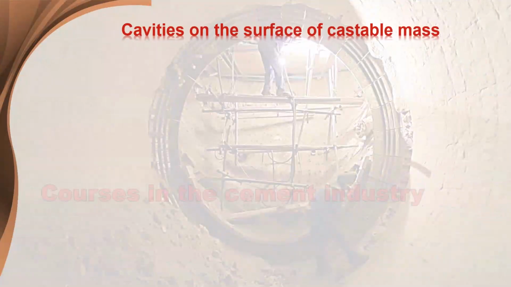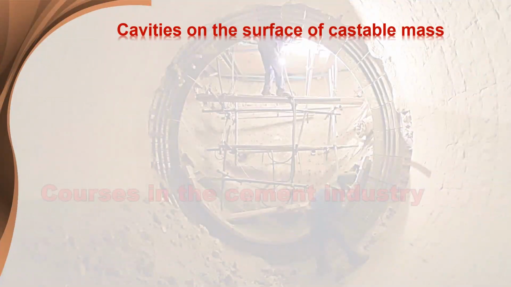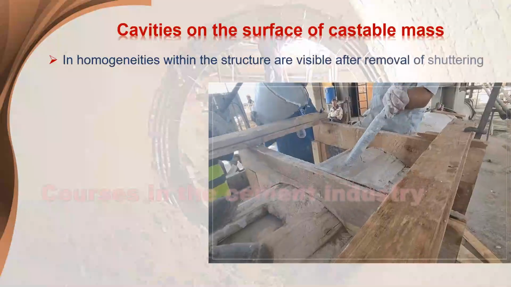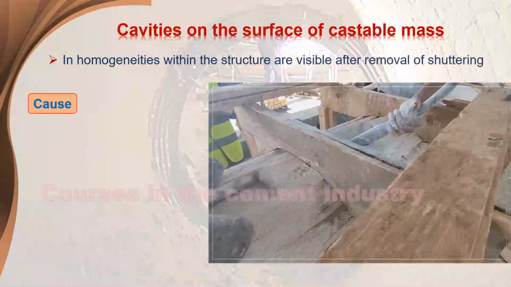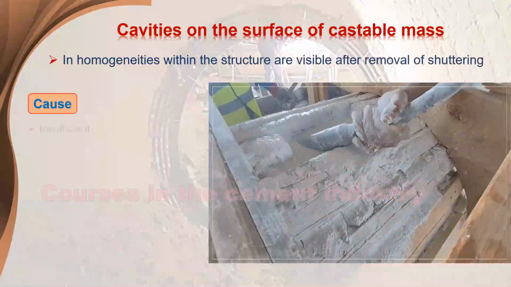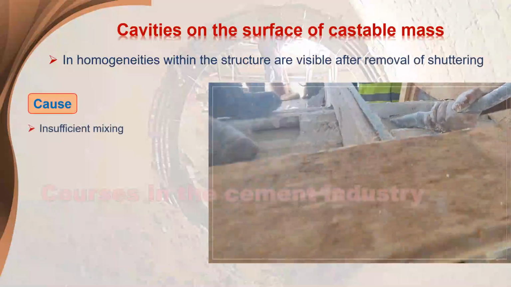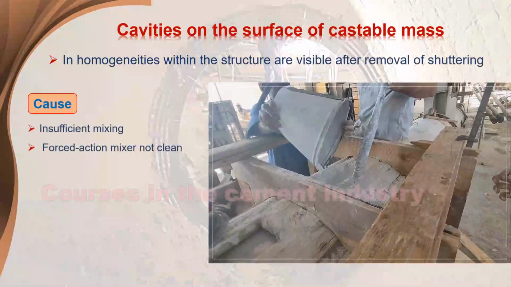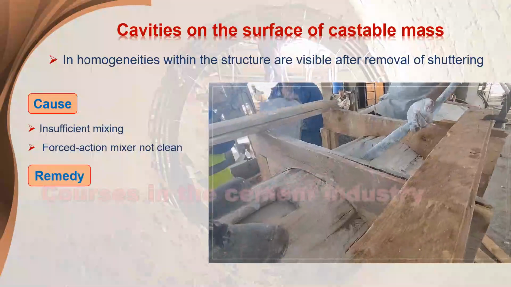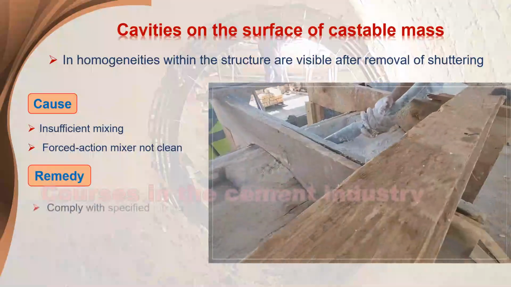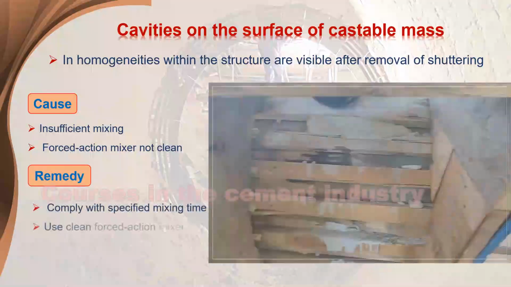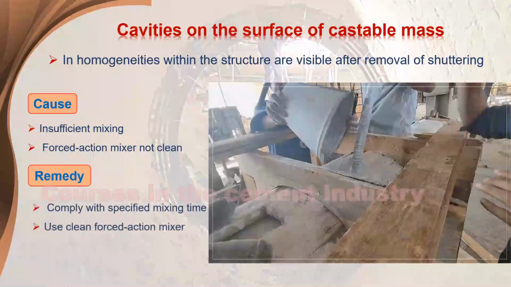Cavities on the surface of castable mass. Inhomogeneities within the structure are visible after removal of shuttering. Cause: 1. Insufficient mixing. 2. Forced action mixer not clean. Remedy: 1. Comply with specified mixing time. 2. Use a clean forced action mixer.